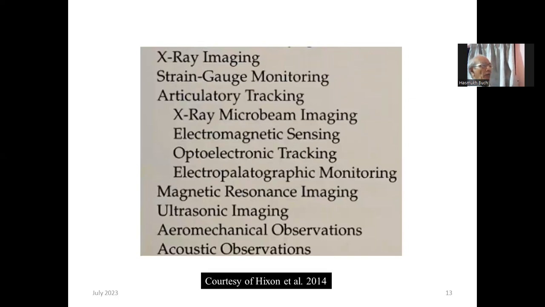So how do we study speech now? Speech has been studied: different articulations, what is happening at the vocal cord level and supra-vocal tract, everywhere in the pharynx, in the back of the tongue, in the soft palate. You can't see it in the mirror, isn't it? So special methods are required. Wherever you can see, you should try to study that way. But the research requires methods to be perfect, and that's why X-ray imaging, strain gauge monitoring, articulatory tracking, X-ray microbeam imaging, electromagnetic sensing, optoelectronic tracking, electropalatographic monitoring. Palatograms are there, rugae or rugi as some people pronounce it.